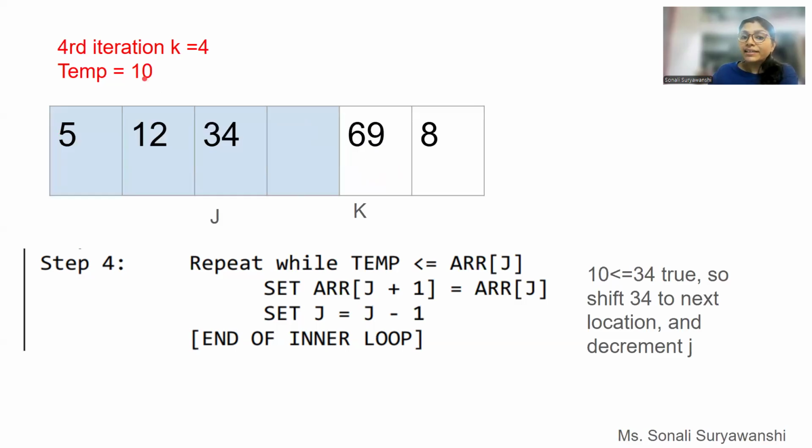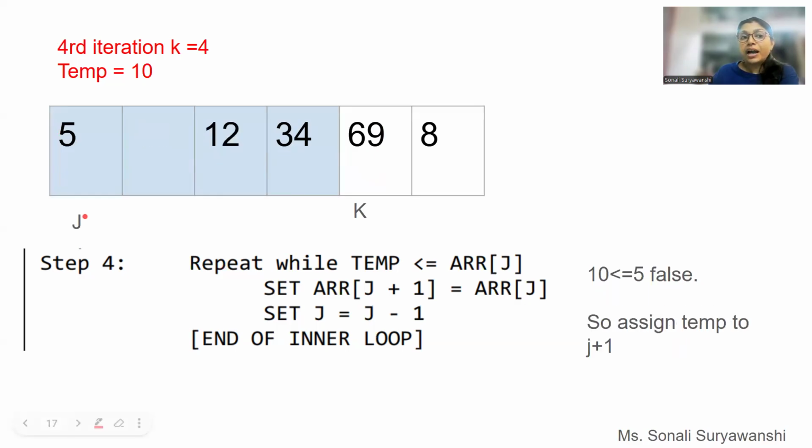Again, 10 is lesser than 34 also. So here 34 will go to the right and j will decrement. Again, 10 is lesser than 12. So 12 will go towards the right and j will go towards the left. So 12 came here and j is here. After that, 10 is lesser than 5? Now this condition is false because 10 is not lesser than 5. 10 is greater than 5. Now this is the stopping condition.